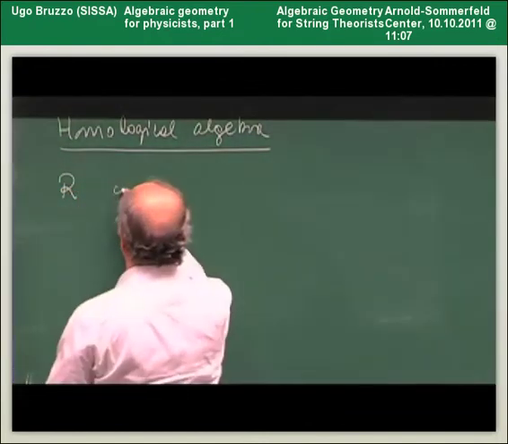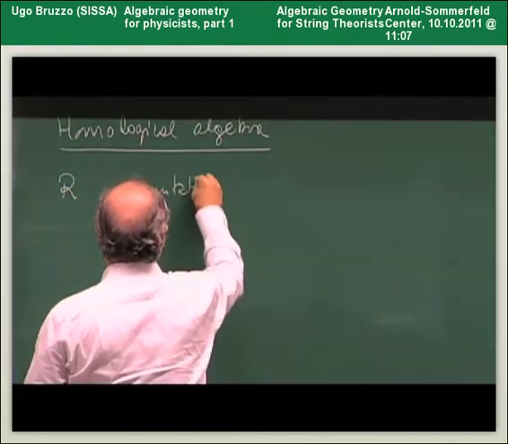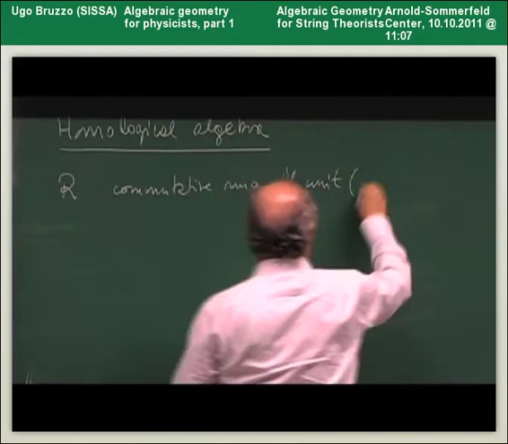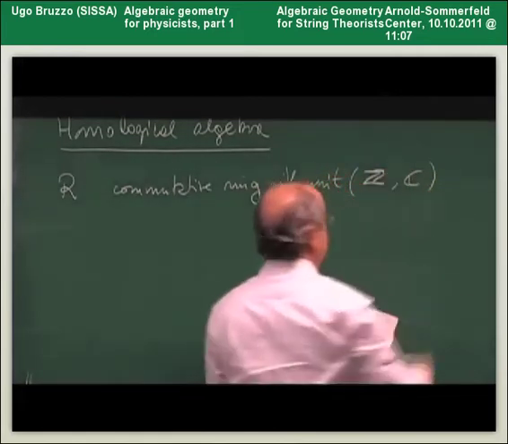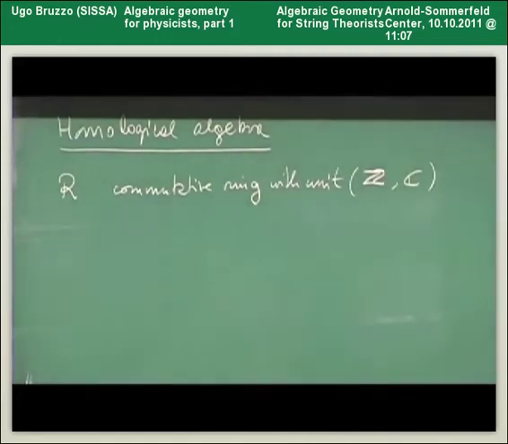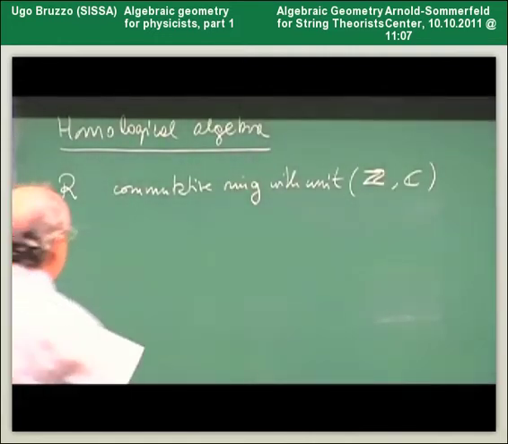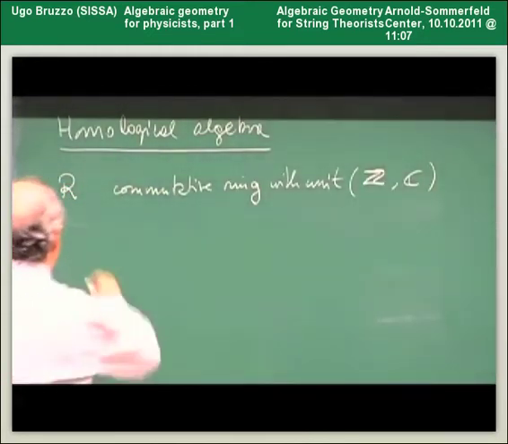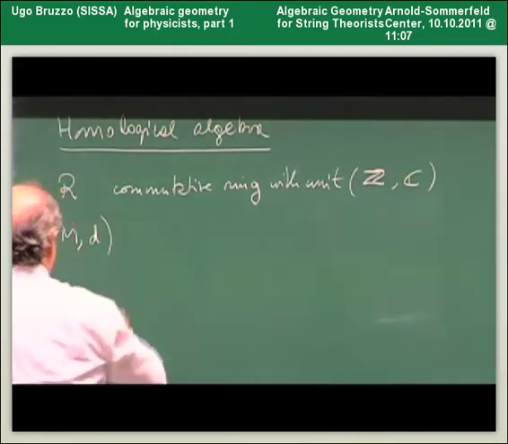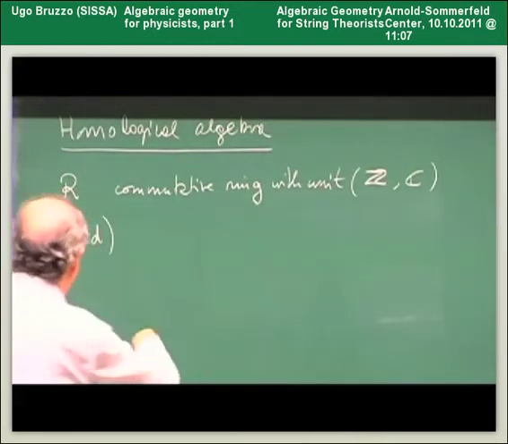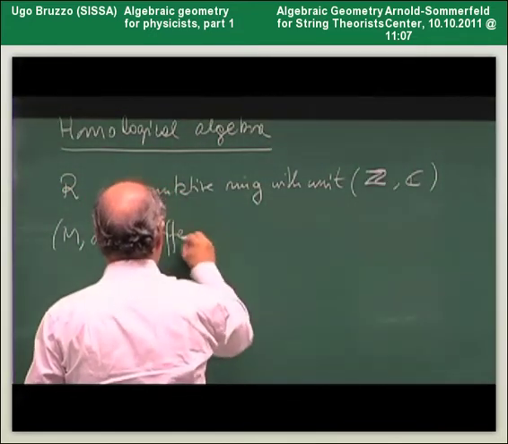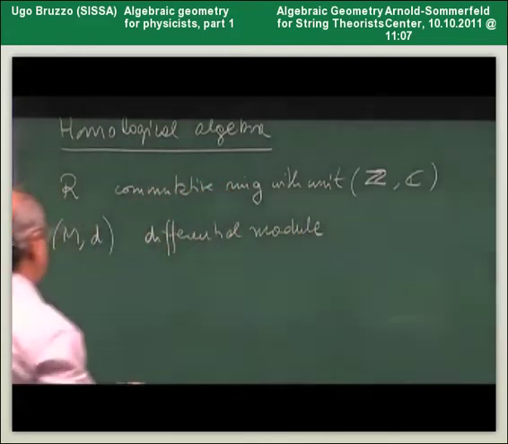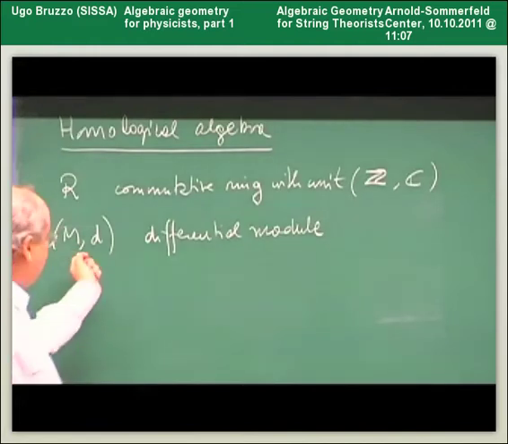So what we need is a commutative ring with unit. At least at the beginning, there is no harm in thinking we are working with Z, the integers, or with the complex numbers. And we shall consider modules over this fixed ring. And then we may have a first definition. We say that a pair (M, d) is a differential module. A differential module is the basic object you need in order to do homology or cohomology.